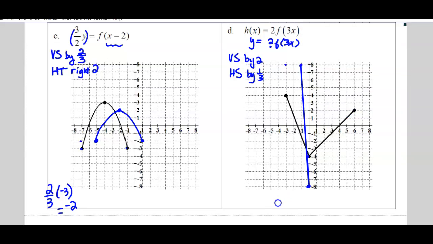It's not symmetrical, so I do need to do this last point. The y value is 2, stretched by 2 is 4. Horizontal, so 6 for x, times 1/3 is 2 for x. And then again, join those up.